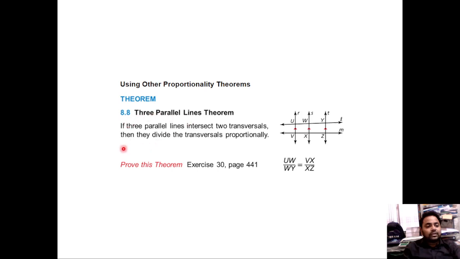Three parallel lines theorem: if three parallel lines intersect two transversals, then they divide the transversals proportionally. Here the two straight lines L and M are given, and we can make a relation between the segments like UW by WY. Here UW by WY must be equal to VX by XZ.